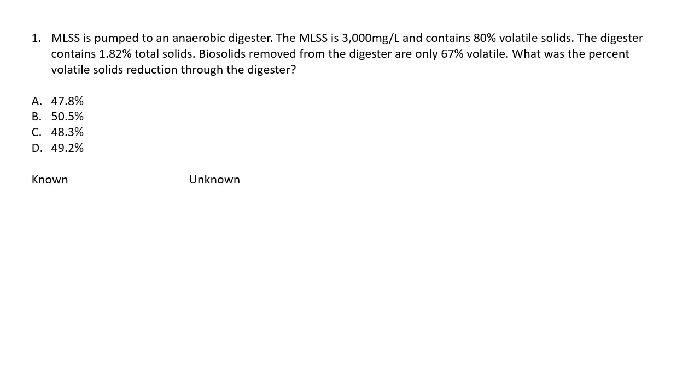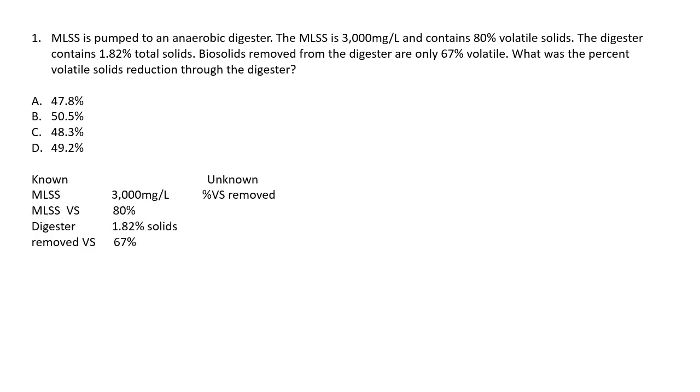First, let's pull out the knowns and unknowns. What we know is the MLSS was 3,000 milligrams per liter. The MLSS volatile solids was 80%. The digester was 1.82% solids. And we removed 67% volatile solids. What we don't know is the percent volatile solids removed. Well, guess what? We have a formula for that.